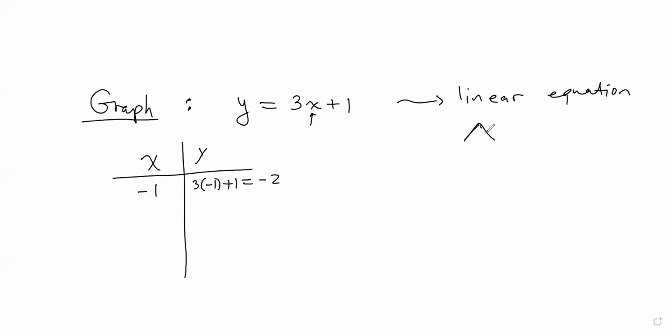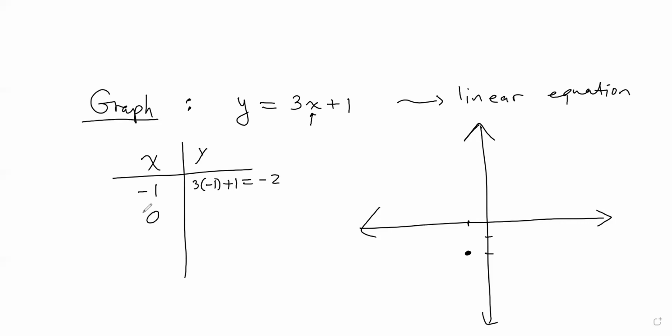So then you have a point, you have a pair, which is a point, and the x component is -1, and the y component is -2. So that will be a point in the third quadrant here. If you choose x to be 0, then this will be 3 times 0 plus 1, which is 0 plus 1, and that's 1. And that will be this point here. That's exactly on the y-axis, which is the y-intercept.